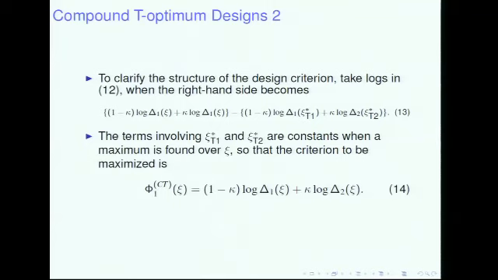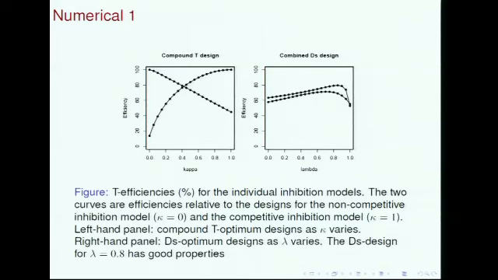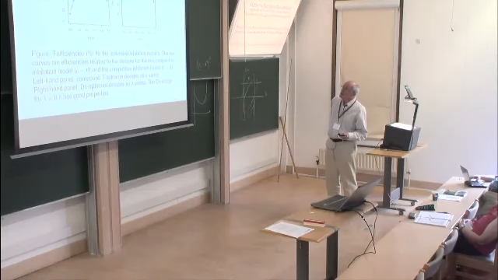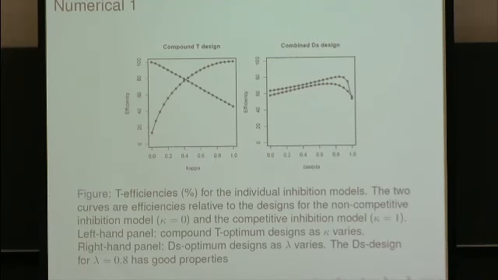varies. You don't need to worry about these things. If you take logs in this criterion, you'll just get that the design criterion is of this form. And here we are. Here are typical efficiencies. These are the values of kappa going from 0 to 1. Here are the two T efficiencies for the compound T design as a function of kappa. Here are, if we use the DS optimum design instead, the one that I found to estimate lambda in the combined model, here are its T efficiencies.